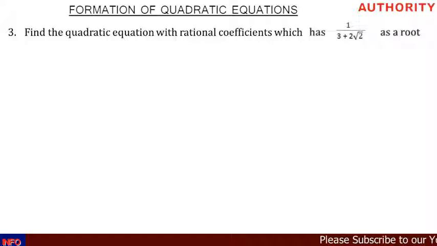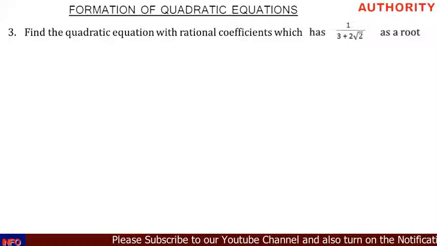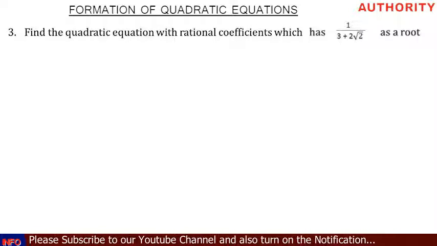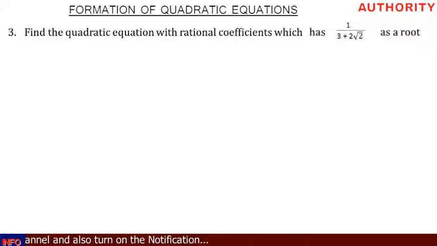Please pay attention. We want to remove this 2 root 2. So in so doing, we are going to multiply the numerator and the denominator by the conjugate of the denominator. Now let me show you. We have the denominator to be 3 plus 2 root 2. So the conjugate of it is going to give us 3 minus 2 root 2.